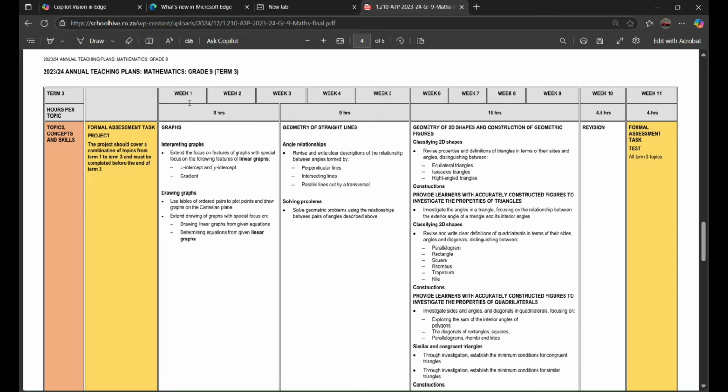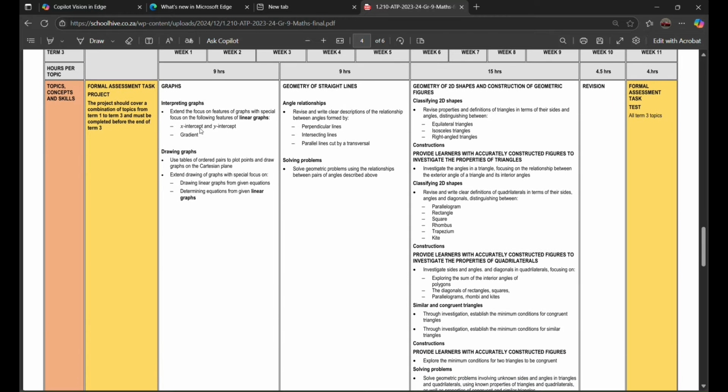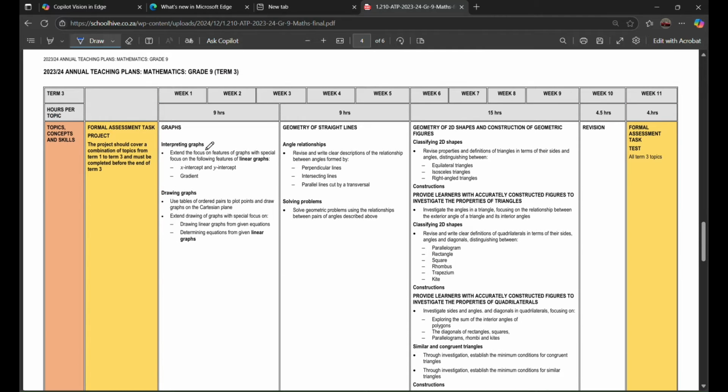So within the first to the third week, you're going to be learning about graphs, how to interpret a graph, and you're going to be drawing graphs.